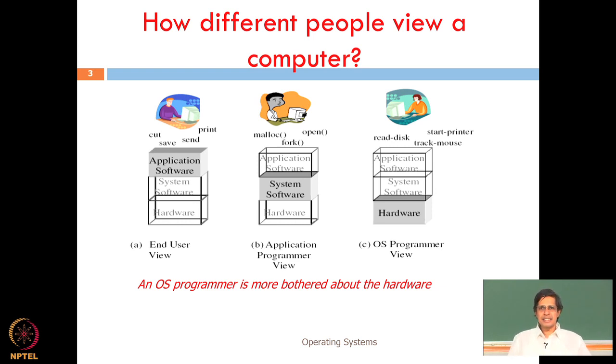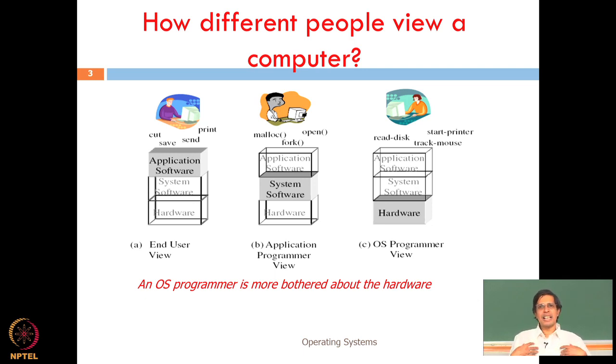So when you look at a system, there are 3 different views. One is the end user who uses the applications provided to him. For example, I use a browser, I use a word processor, I am an end user. And what do I use? I use an application software that is provided to me. And who writes this application software? An application programmer develops this application software.